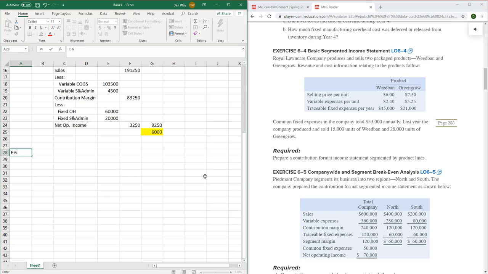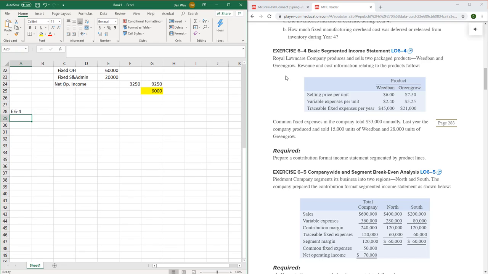All right, let's take a look at exercise 6.4 here, a basic segmented income statement. That problem said Royal Lawn Care makes and sells two packaged products, the Weed Ban and the Green Grow, a kind of fertilizer. Revenue and cost information for those products is shown here in the box. We also know common fixed expenses in the company totaled $33,000 annually. Last year, the company produced and sold 15,000 units of the Weed Ban and 28,000 units of the Green Grow. So the first thing we want to do, or the only thing for that matter, is prepare a contribution format income statement segmented by product lines.